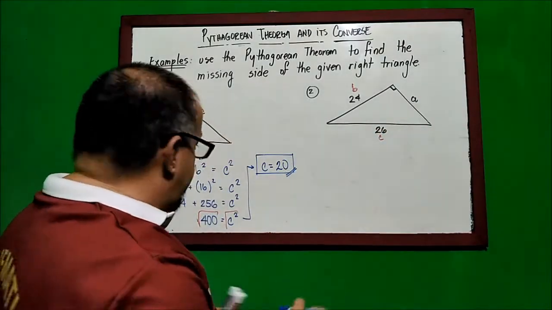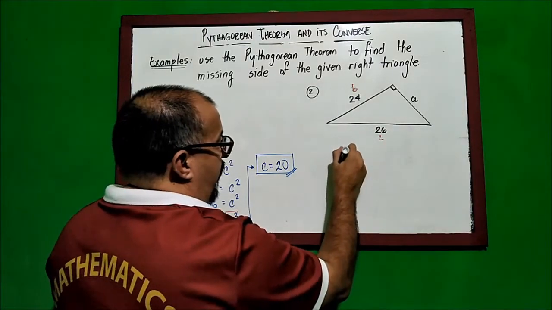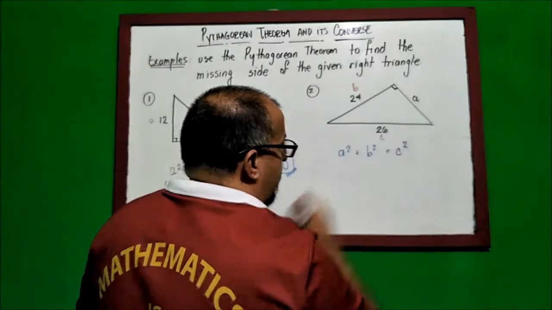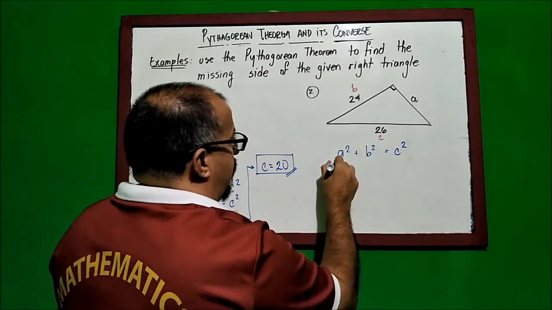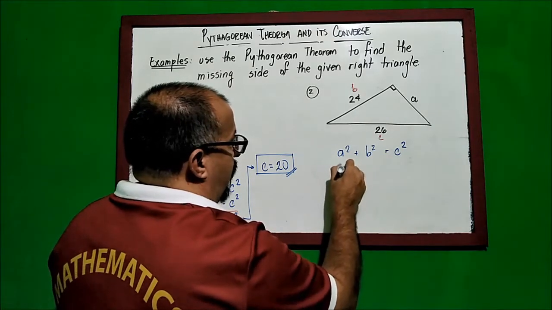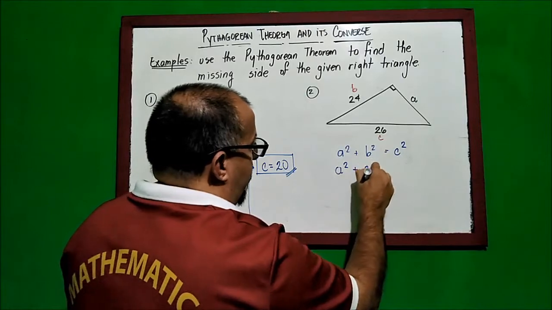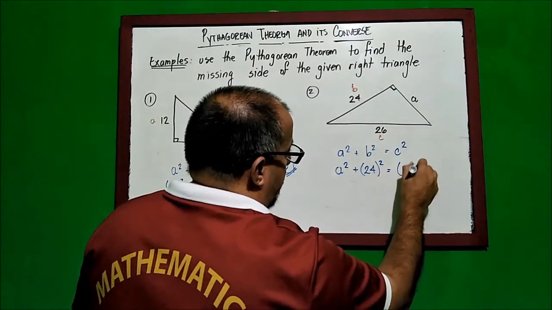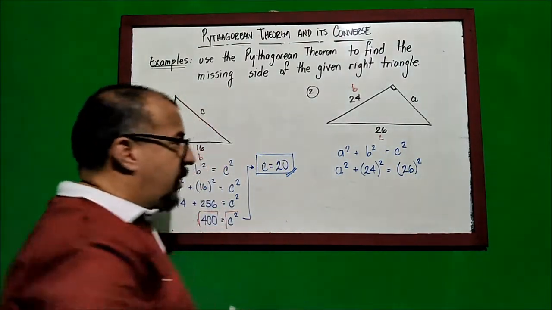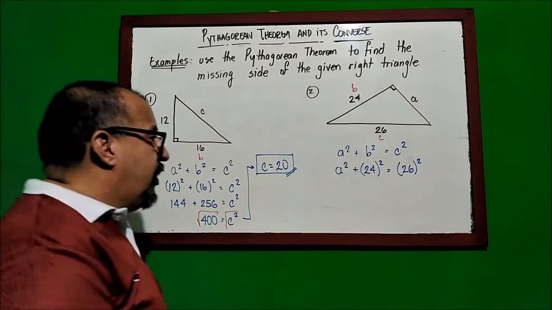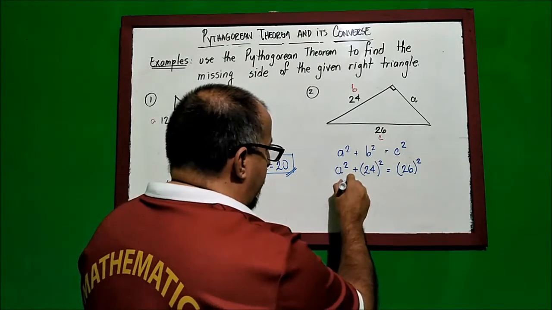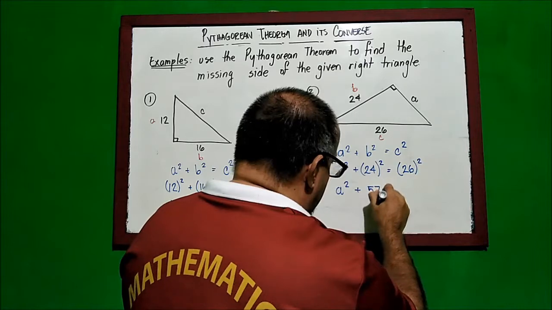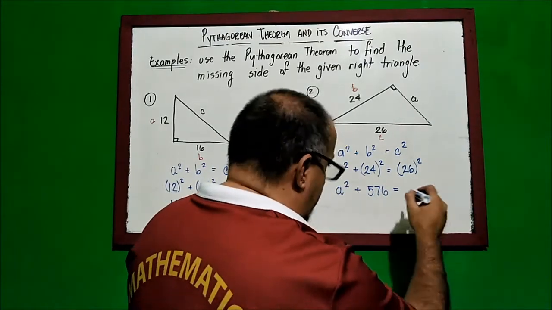So, once we apply the Pythagorean theorem, we have a squared plus b squared equals c squared. So in here, we're going to have a, which we don't know the value, plus 24 to the second power equals 26 to the second power. So once we have these values in here, what we discover is that we have a squared plus 576, and this is equal to 676.